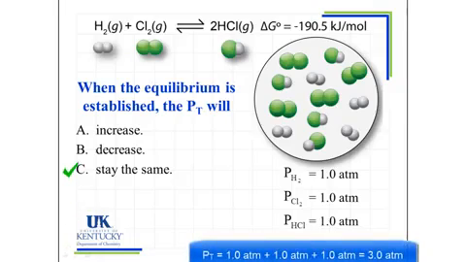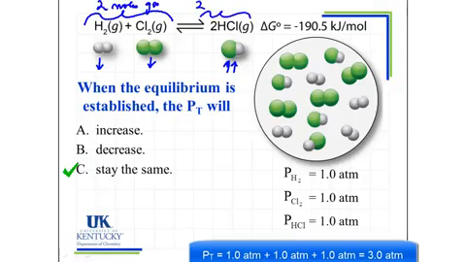If you said stay the same, then you're correct. The pressure of HCl is going up as it proceeds to the right. The pressure of H2 is going down. The pressure of Cl2 is going down. Because the number of moles on the left, which we have 2 moles of gas, now it's not just moles, it's moles of gas. And there's 2 moles of gas on the left, and there's 2 moles of gas on the right. Then, as this reaction shifts, the total pressure is not changing.